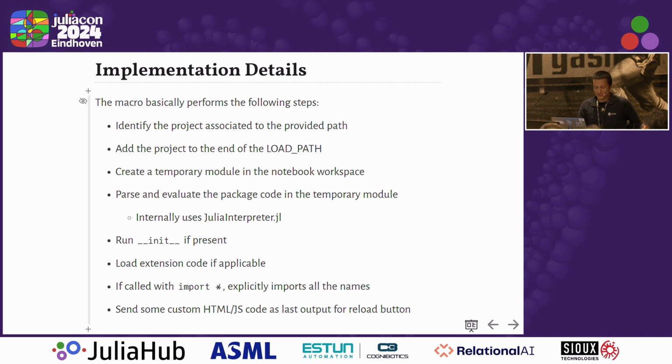As I said, if you use the asterisk, it will import all the names, which I think is the most useful thing when developing. And then lastly, as the last output, it will just produce some custom HTML and JavaScript so that you get a nice floating button to reload the package easily, and also some code to prettify the output, because with the temporary module you otherwise see paths that are very weird.